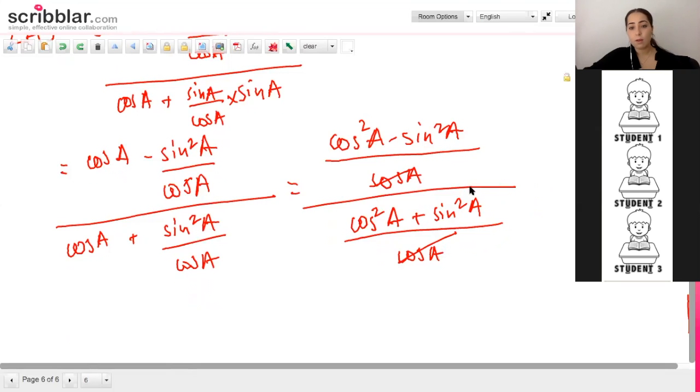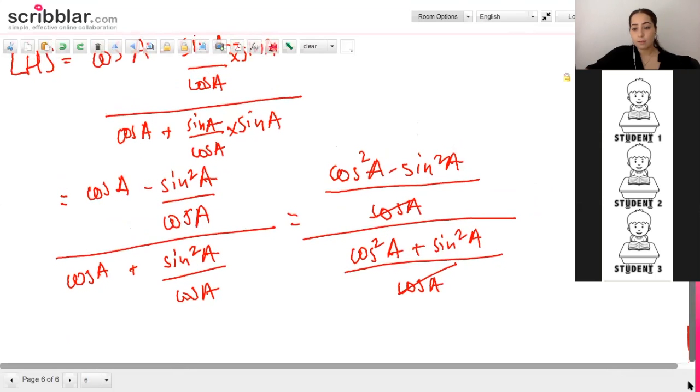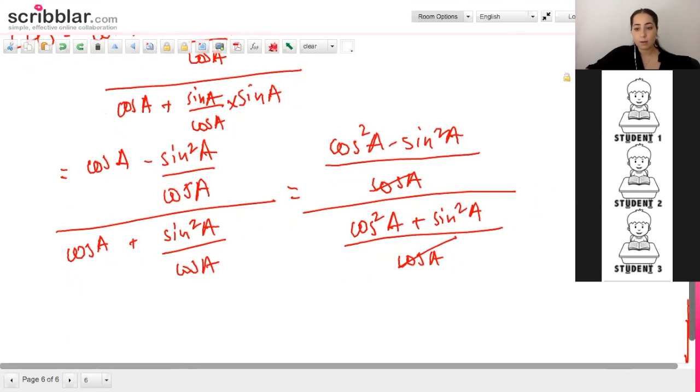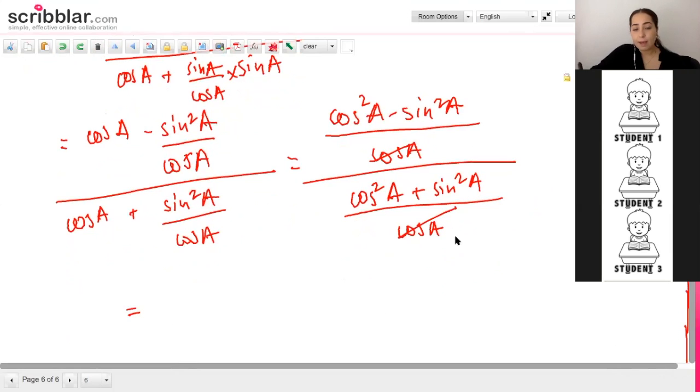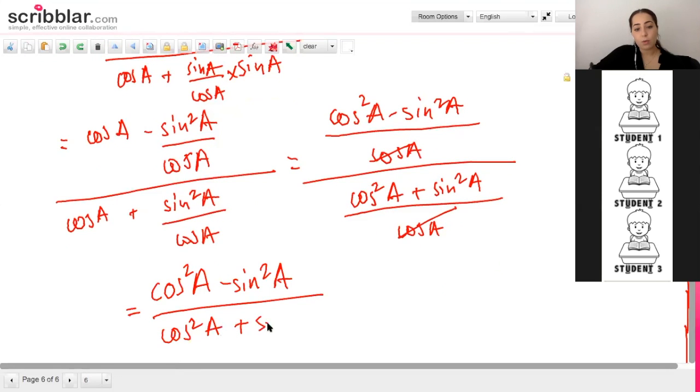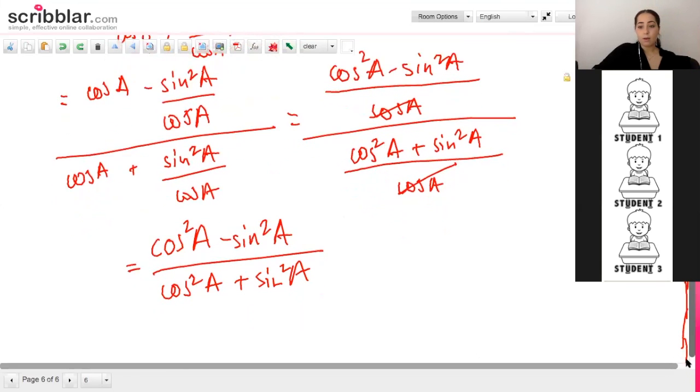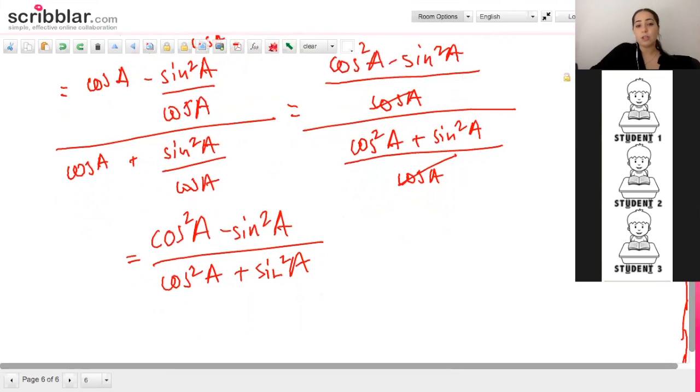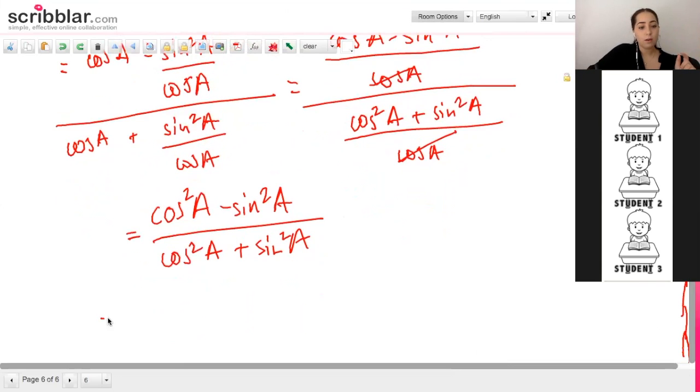Yep, I understand. Let's just make this a bit bigger. Okay, so from this step here, we have cos squared A minus sine squared A over cos squared A plus sine squared A. So what's the next step? Change cos squared A to 1 minus sine squared A. Yeah, so why didn't you change the sine into cos? Because it has to equal 1 minus 2 sine, not cos. Exactly, because the right hand side is in terms of sine.